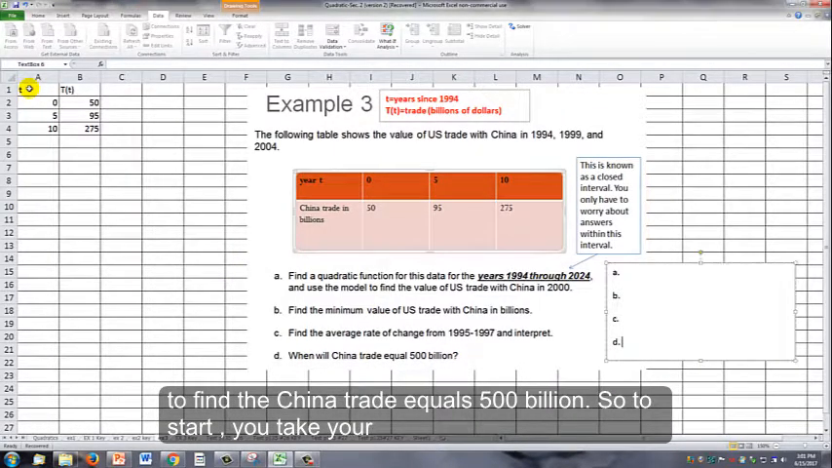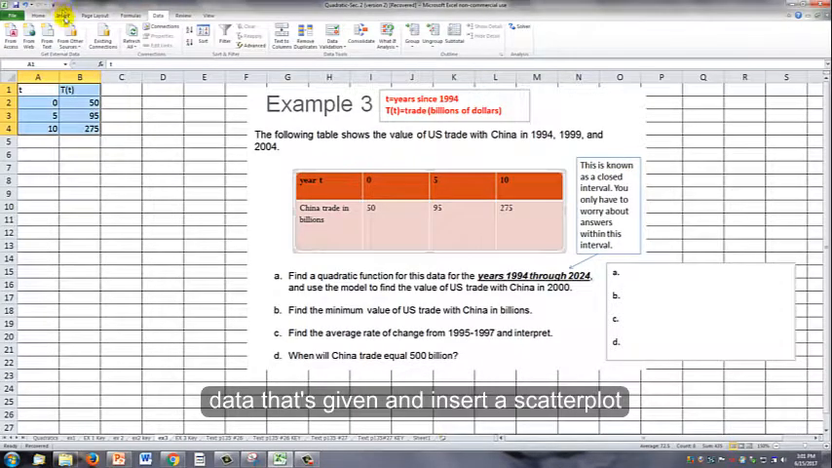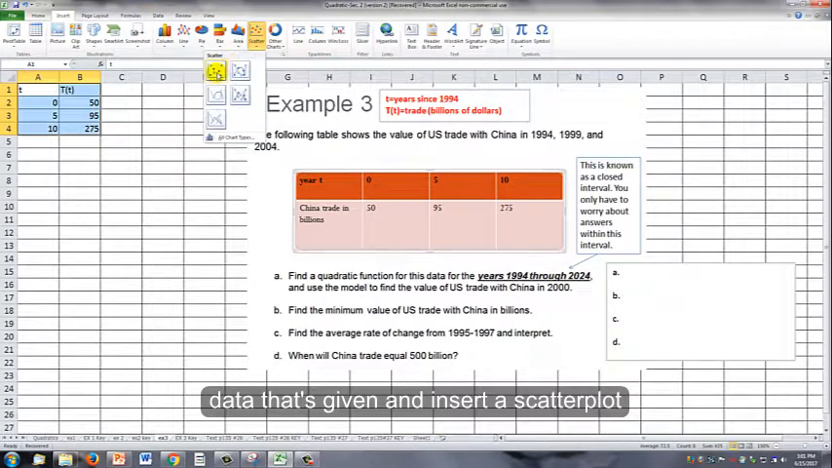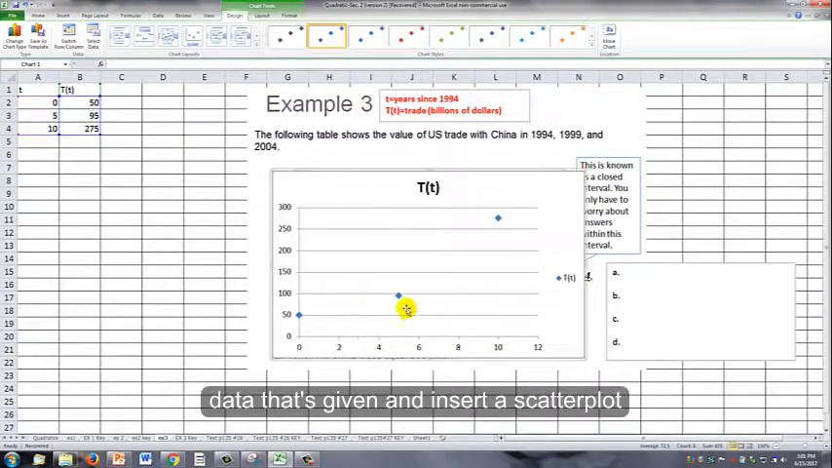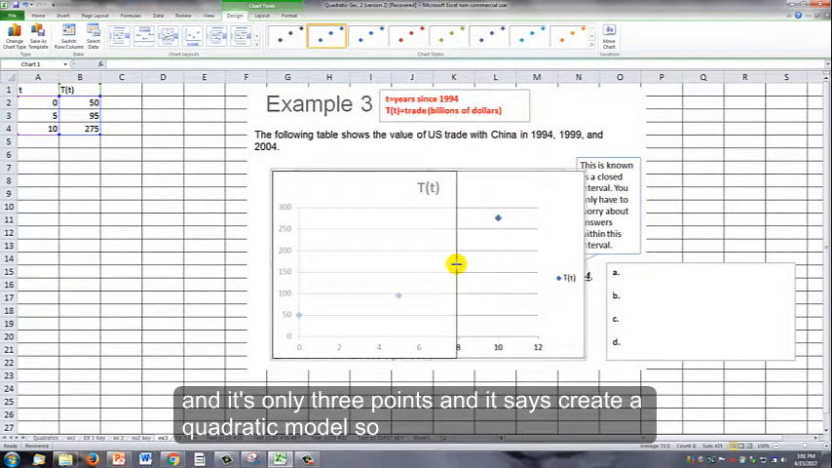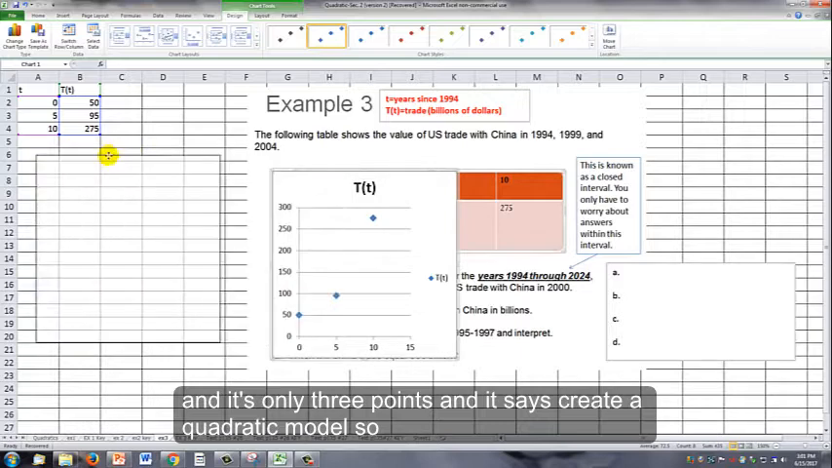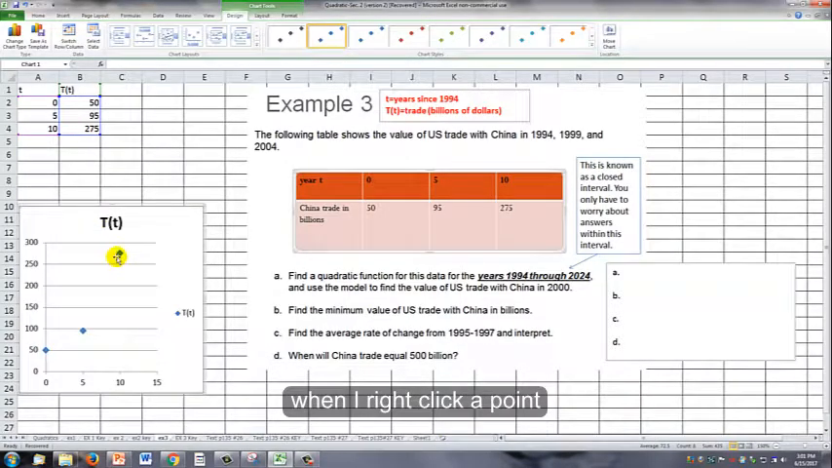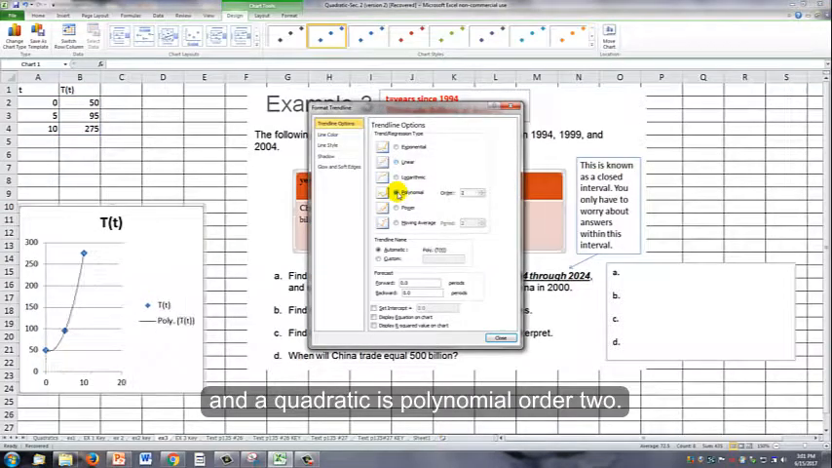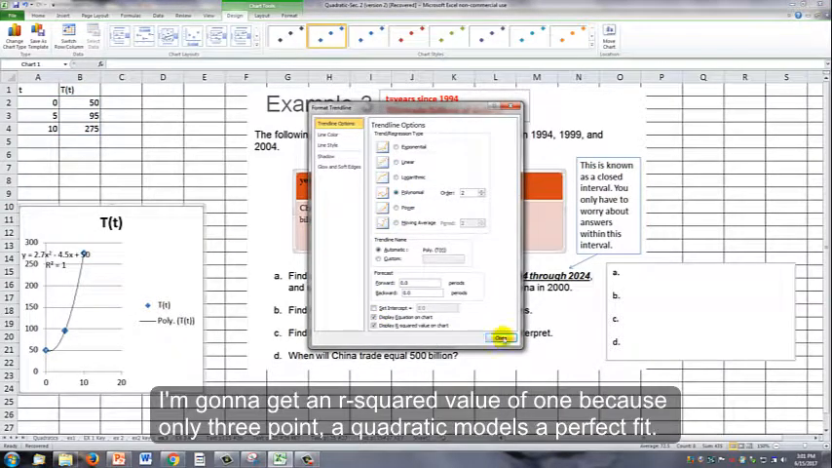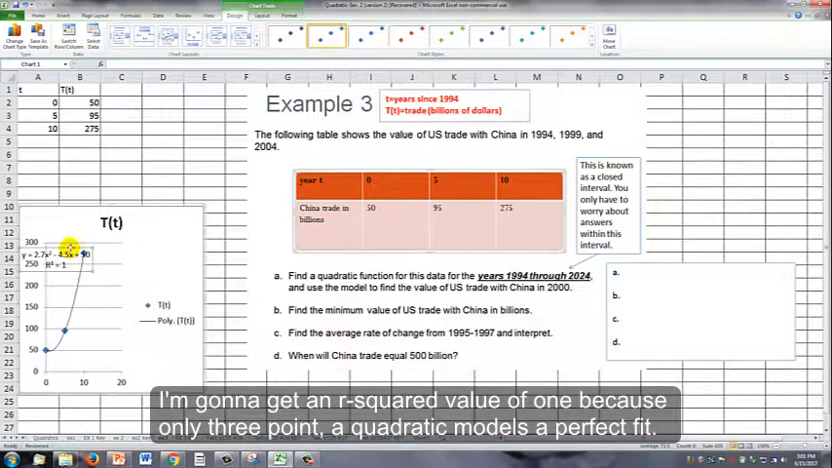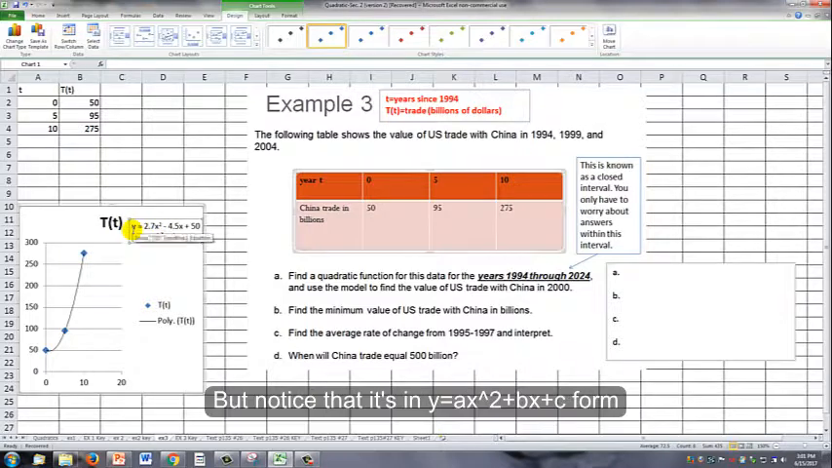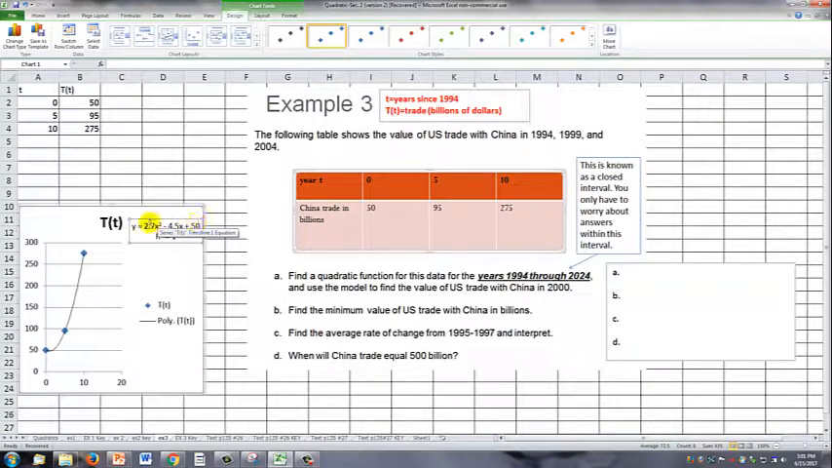So to start, you take your data that's given and you insert a scatter plot. And it's only 3 points, and it says create a quadratic model. So when I right click on a point, and a quadratic is polynomial order 2, I'm going to get an r-squared value of 1 because only 3 points. Quadratic model's a perfect fit. But notice that it's in y equals ax squared plus bx plus c form.